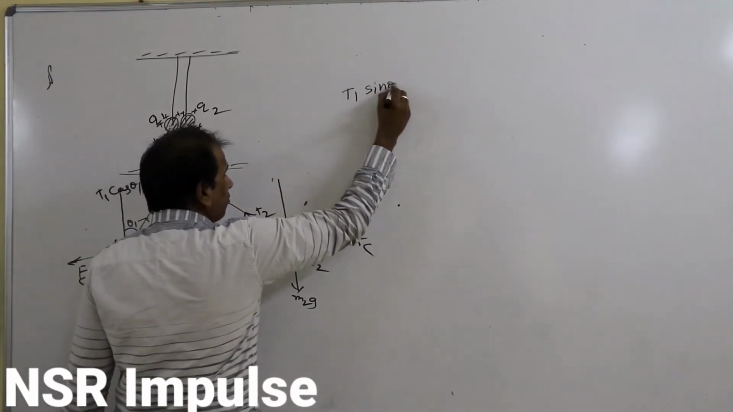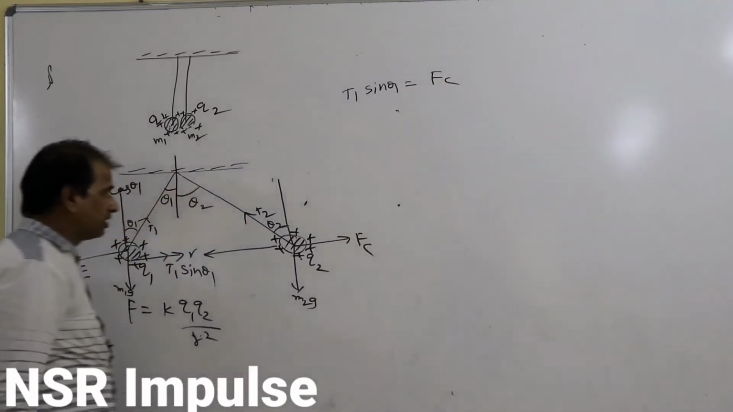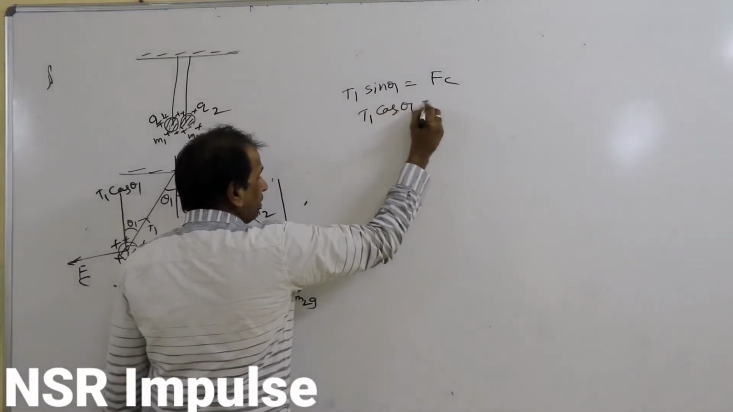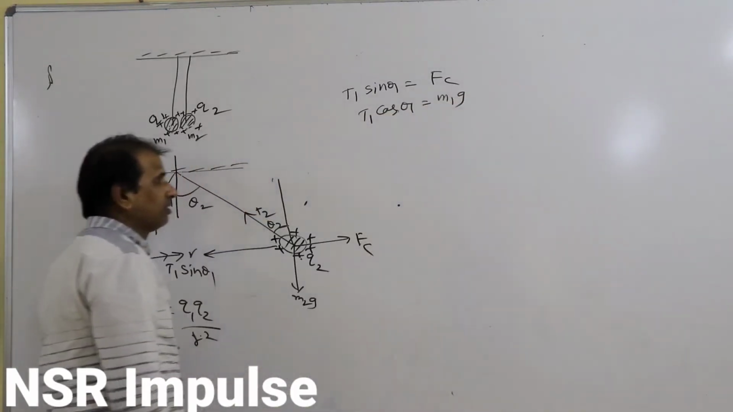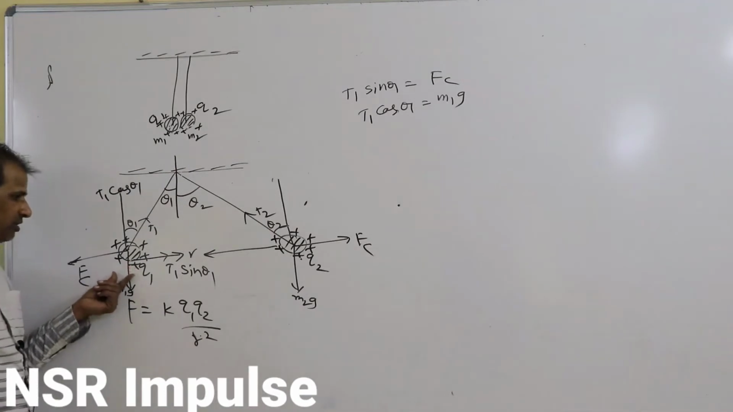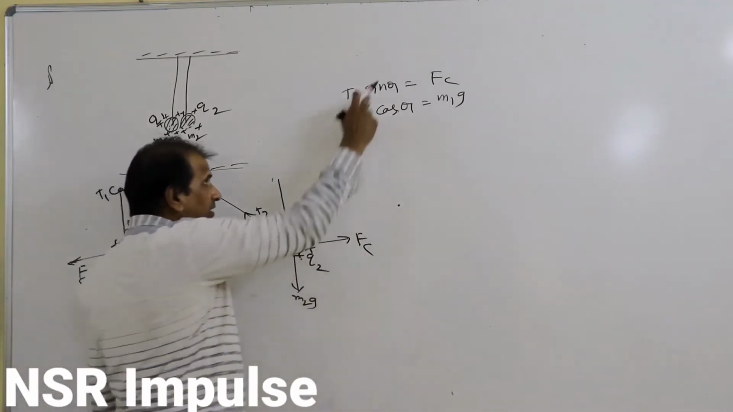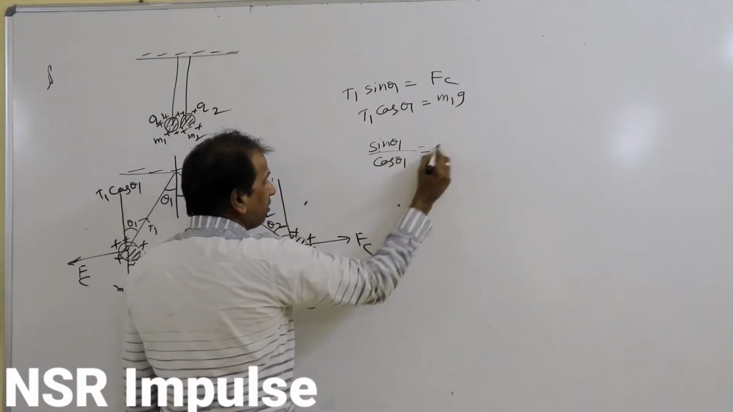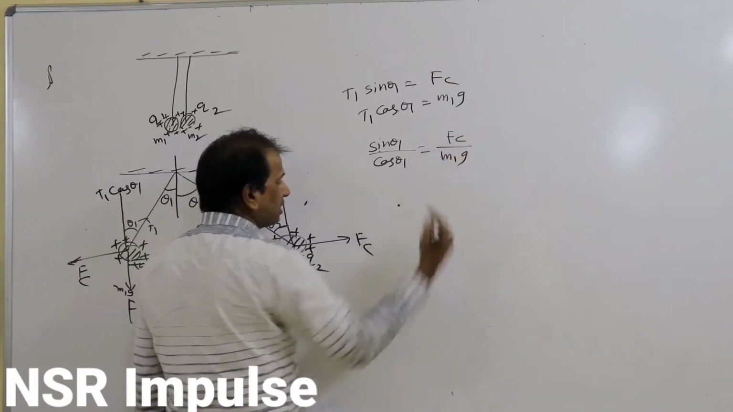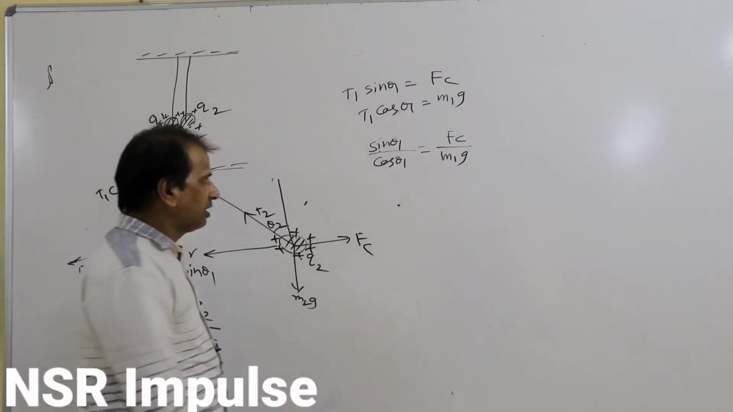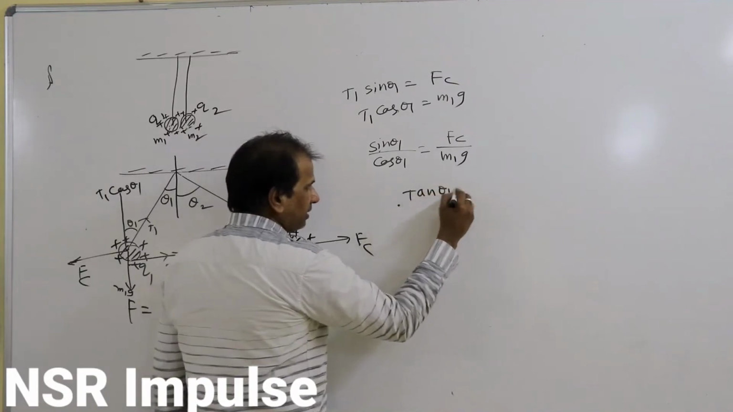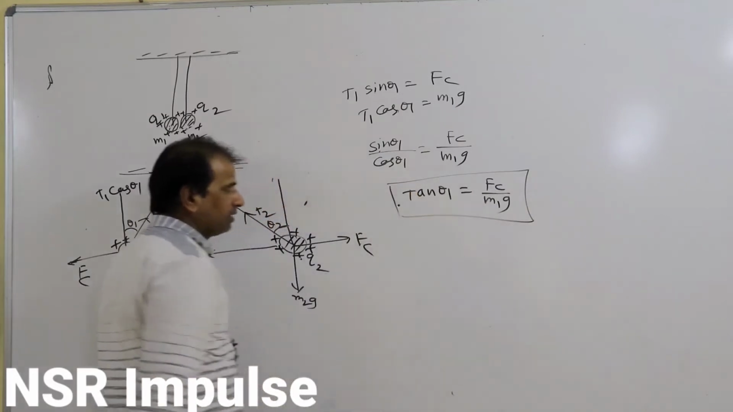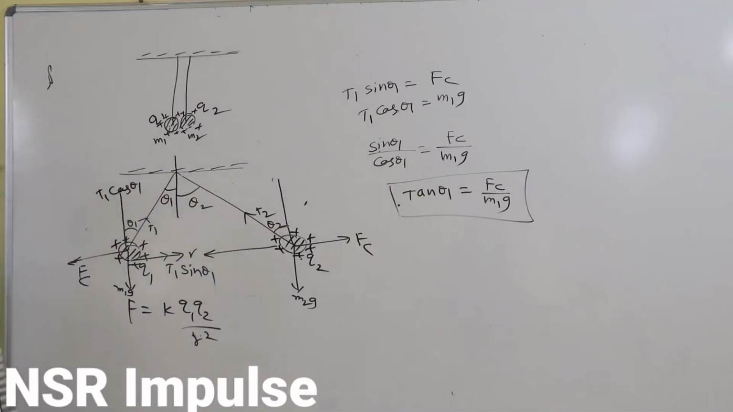T1 sin theta 1 is equal to the Coulombic repulsion. T1 cos theta 1 is equal to m1g. This is on the first ball, remember. So divide these two. Sin theta 1 by cos theta 1 is equal to Fc by m1g. T1 got cancelled. Tan theta 1 is equal to Fc by m1g.